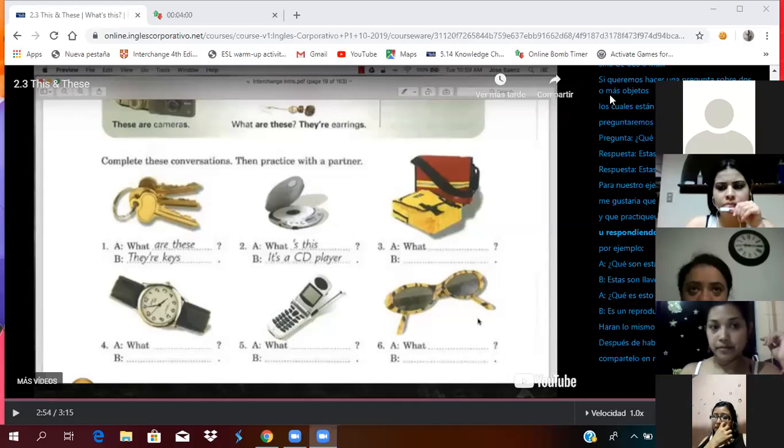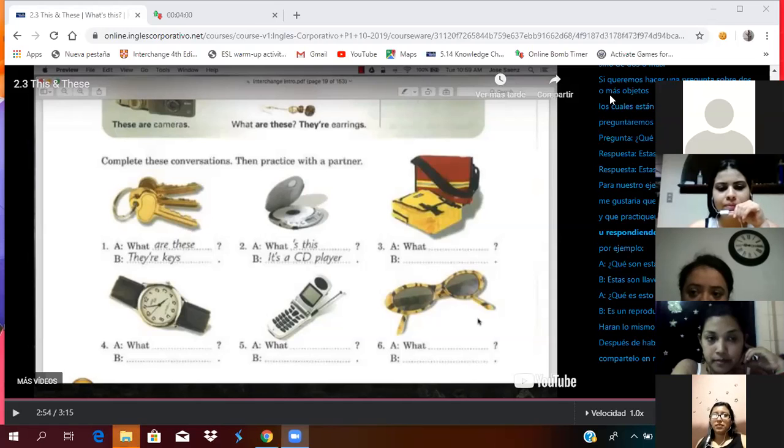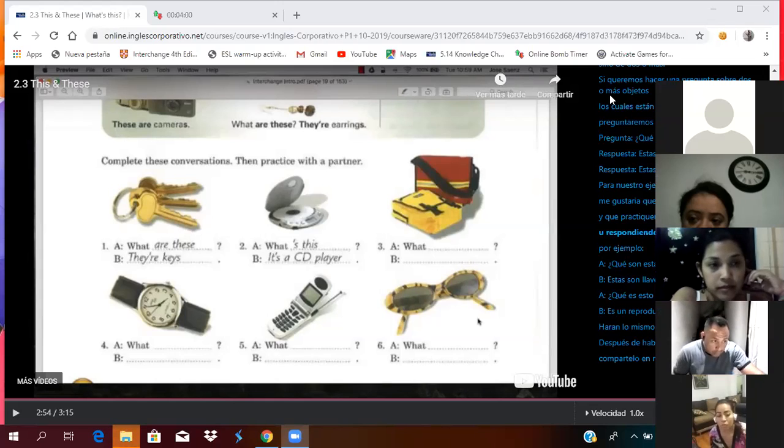Okay. Action. Hi. I am going to ask you and you answer me. Okay. What are these? They are keys. What's this? It's a CD player. What's this? It's a backpack. Okay. What's this? It's a watch. What's this? It's a cell phone. And the sunglasses, what's this? What's this? They're a pair of sunglasses.